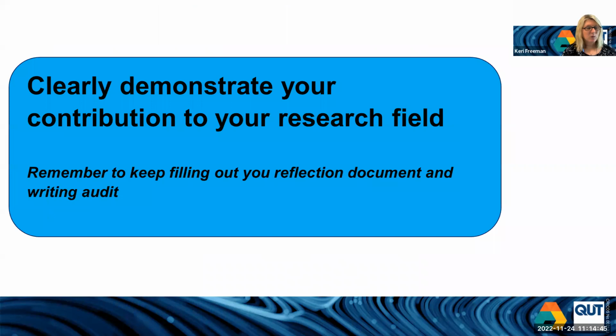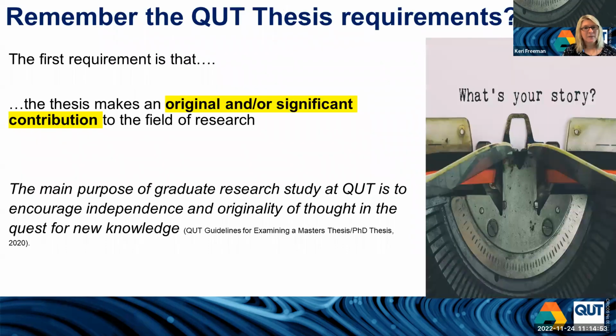All right, so one of the things we saw about the quality thesis is demonstrating your contribution to your field. It must be explicit and clear. So this is from the QUT guidelines. The main purpose of graduate research study at QUT is to encourage independence and originality of thought in the quest for new knowledge. Okay, so this needs to be very clear in your document, the value of your study.